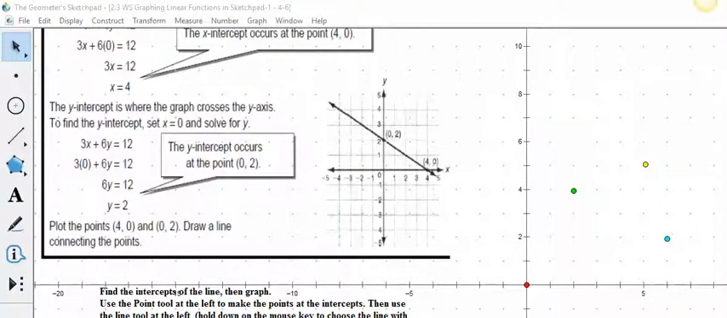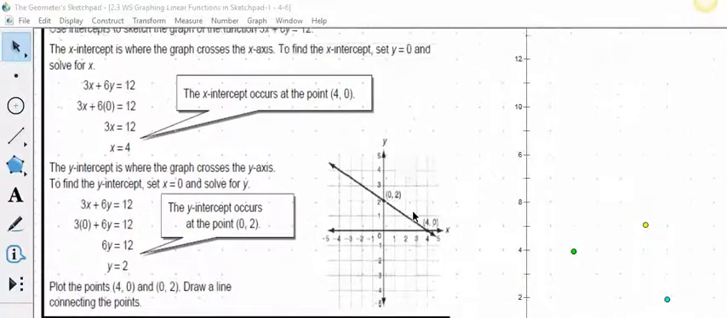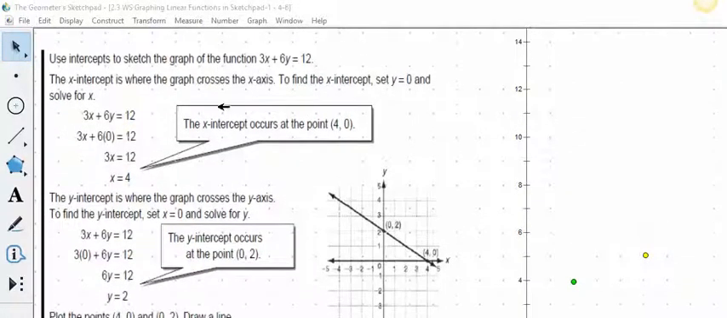All right, I want to go over how to do the third page of the Sketchpad assignment for Chapter 2, Section 3, where you're graphing linear functions in Sketchpad. At the top here, there's an example of how to do this problem. You need to find the x-intercept and the y-intercept. Write them as a coordinate point instead of just saying the x-intercept is at 4.